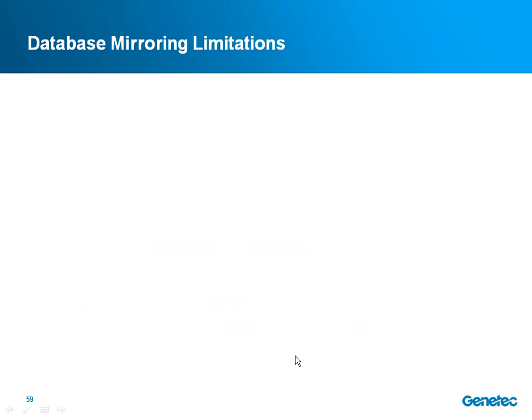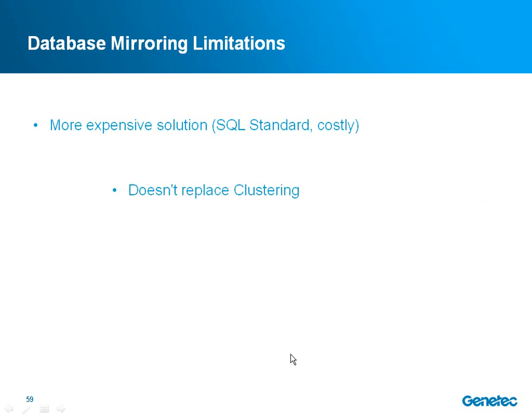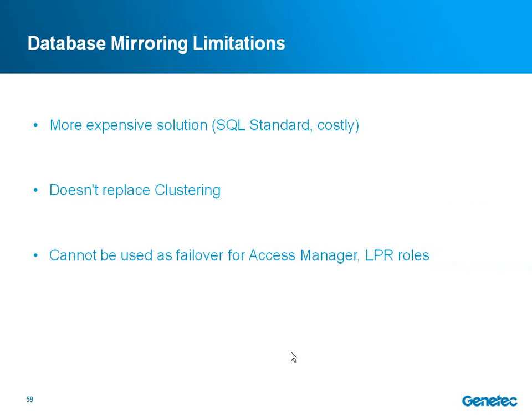Now, of course, there are some limitations when using SQL mirroring. It is a more expensive solution since you're not able to use the free version of SQL and need to purchase a standard SQL license. This also doesn't replace clustering, so the other roles are on their own with respect to database usage, and it's only working for the directory database. If you need a reliable system for keeping both servers up and running for all roles, then clustering may be the way to go if the budget allows it. With regards to the databases in use by other roles, we can't use mirroring as a failover method for these roles as well.